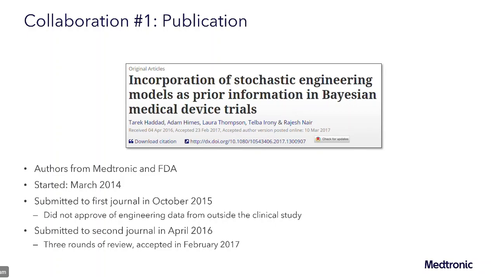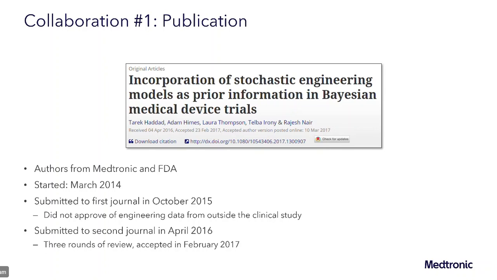And that's what our publication represents here. There's authors from both Medtronic as well as the US FDA working together to develop the exact statistical methods for incorporating engineering data into a clinical study using this discount function approach. This is open access. It's available online in the Journal of Biopharmaceutical Statistics, and it's definitely worth a read to see the fine details of what we're doing.